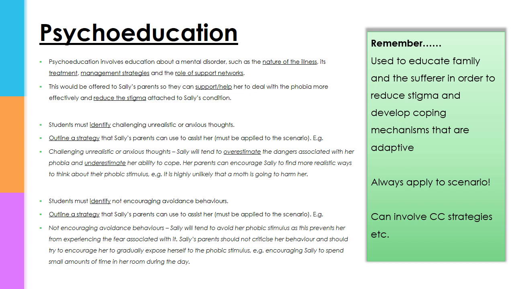In terms of the changing unrealistic thoughts, probably what you want to talk about is overestimating the dangers and underestimating her ability to cope. And so they're going to encourage her to find more realistic ways by talking her through her fears and making her realize that it's unlikely that grass, for example, is going to hurt her. In terms of not encouraging avoidance behaviors, they might help her to gradually expose herself to the fear stimulus and not criticize her behavior. Okay, so just make sure that you're applying to the scenario and you know the underlying theory.